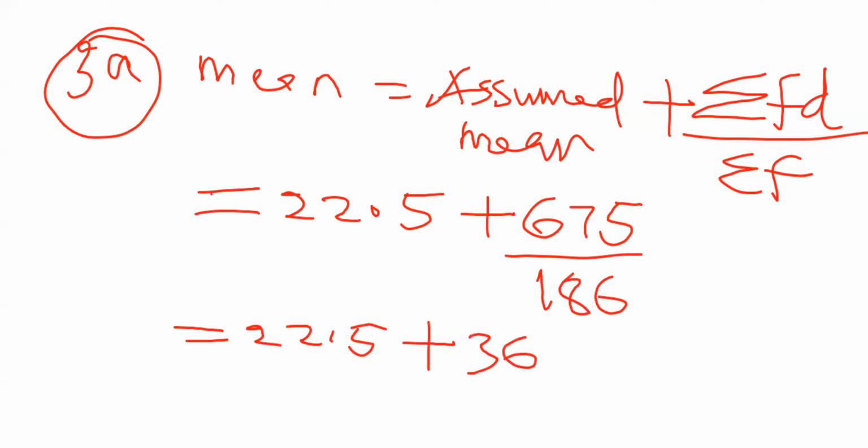It will be 22.5 plus 3.64. 3.64, 86. Okay, let's just leave it like that as 3.65 here. So add the two together. 22.5 plus 3.65. So what's the total? 26.